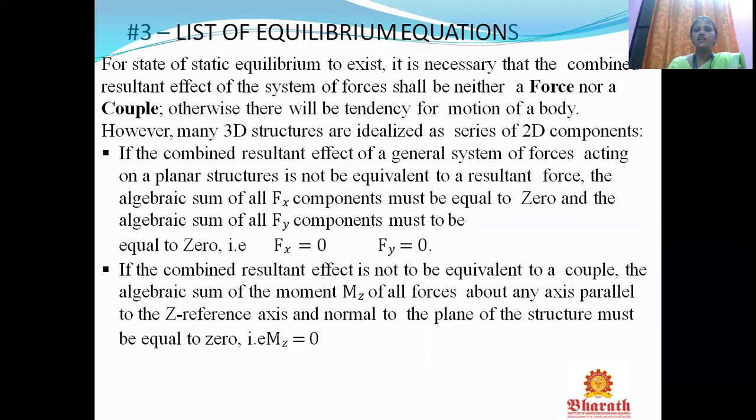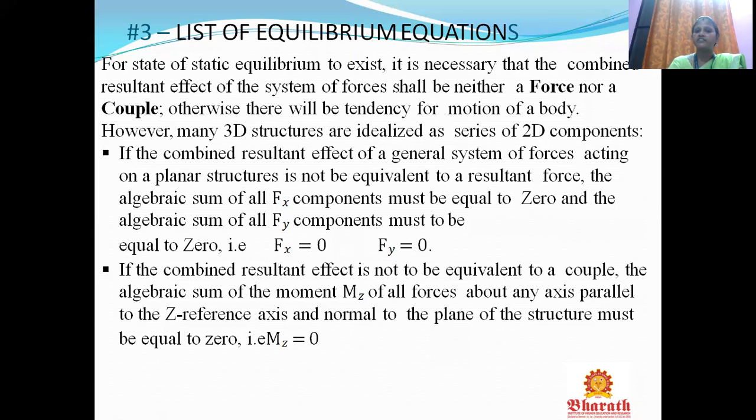Next, coming to the equilibrium equations. First I will say what is an equilibrium equation. The equilibrium equation is the summation of horizontal forces, summation of vertical forces, and moment equal to 0. For a static state of equilibrium to exist, it is necessary to find the resultant effect of the system of all the forces, either a force or a couple. Otherwise, there is a tendency for motion of the body.